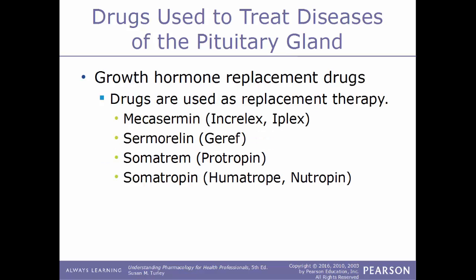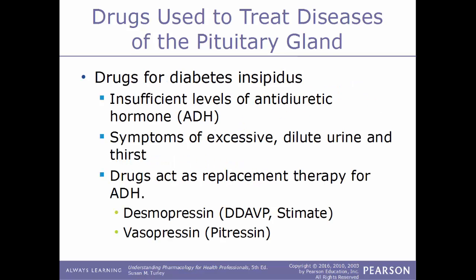If there's a need for actually replacing growth hormone, there are growth hormone replacement drugs that are available. Some examples of this category of drugs would be mecasermin, sold under the names Iplex or Increlex; sermorelin, also known by the name Geref; somatrem, also known by the name Protropin; somatropin, also known by the names Humatrope or Nutropin.